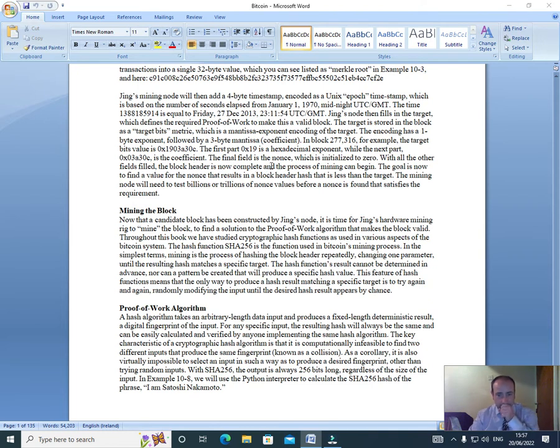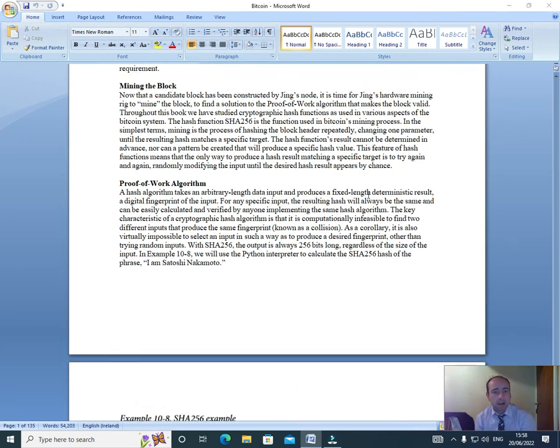The final field is the nonce, which is initialized to zero. With all the other fields filled, the block header is now complete and the process of mining can begin. The goal is now to find a value for the nonce that results in a block header hash that is less than the target. The mining node will need to test millions or trillions of nonce values before a nonce is found that satisfies the requirement.